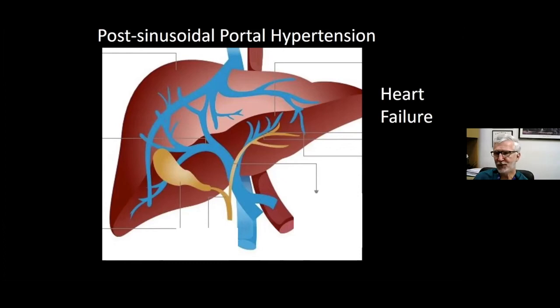And of course, if you have a patient with post-sinusoidal portal hypertension due to heart failure, their hepatic veins are wide open, their portal veins are wide open. They may have developed secondary cirrhosis from their heart failure, but this is another patient with post-sinusoidal portal hypertension.